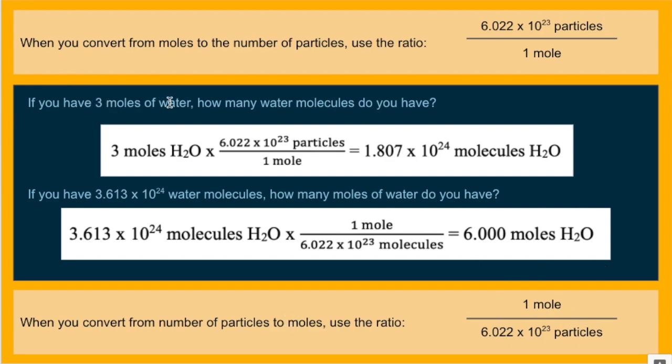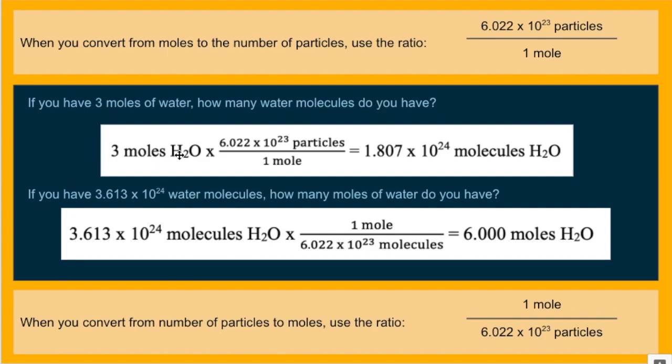So if I have 3 moles of water, how many water molecules do I have? Okay, so I write out I have 3 moles of water, H2O. The key thing is whatever we're starting with, you want the same unit on the bottom of your ratio. So here I have moles, and then I have moles on the bottom. Here I have molecules, I have molecules on the bottom. During the math, they would cancel each other out so that we're left with only molecules as our unit.